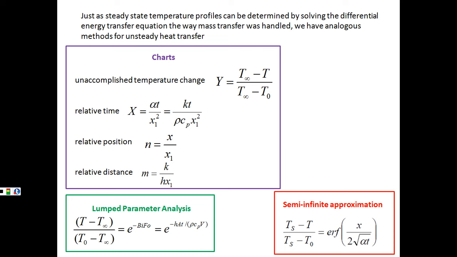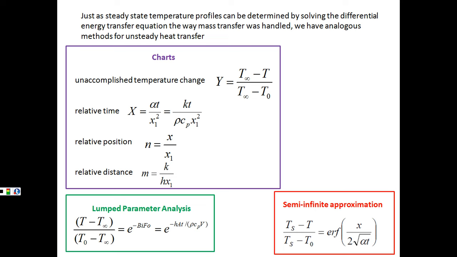Okay, it turns out you can do unsteady heat transfer as well. So on a single slide, I've got everything you need to know for unsteady heat transfer. We've got different ways in which we could do this. We've got our charts. So if we're doing our charts, our unaccomplished temperature change now has our Y replaced with T's instead of C's. So we have a T infinity, a T naught, and the T at the distance we're interested in within our control volume.